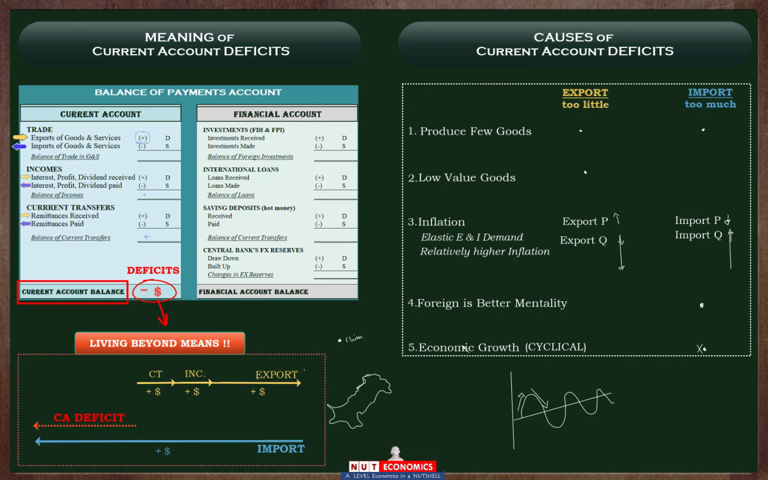So with that, let me just close this video over here, and now we'll talk about the possible consequences of these current account deficits, the possible consequences for a country when it lives beyond its means and overspends on imports. That is coming up in the next video.